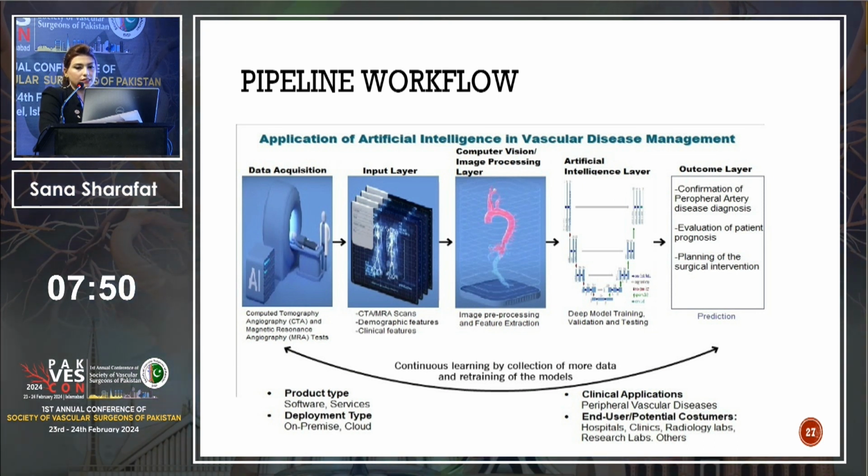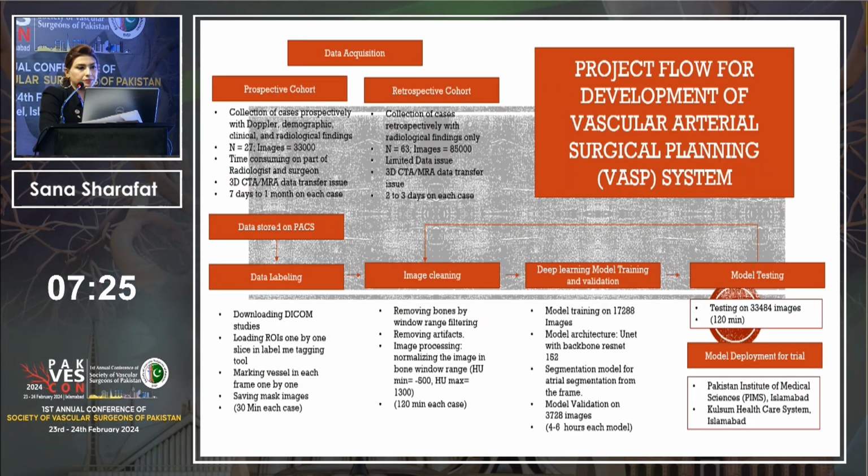Images were then processed and removal of artifacts was done. Machine learning models such as ResNet were used for the classification of the body into regions, and UNet architecture was used for the segmentation of different regions of the lower limbs. Deep model training, validation, and testing took place in our AI layer, which finally predicted the confirmation of the diagnosis and the planning of surgical intervention.